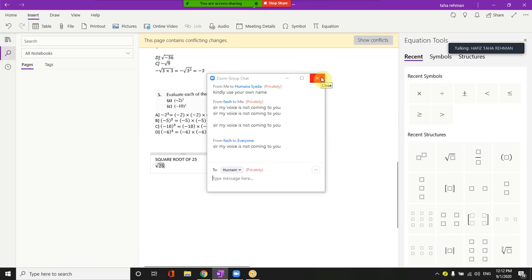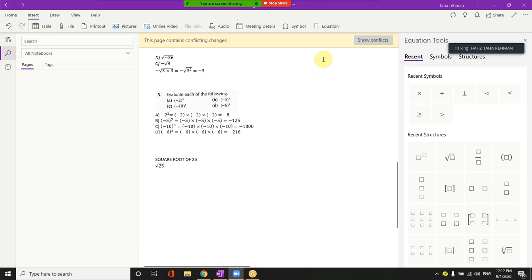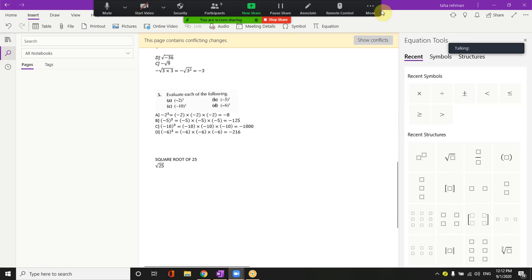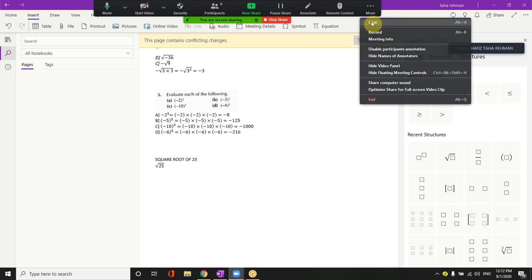But yeah, I know. Don't worry. Under root 25. You need to find the value of under root 25. Hurry up, guys.